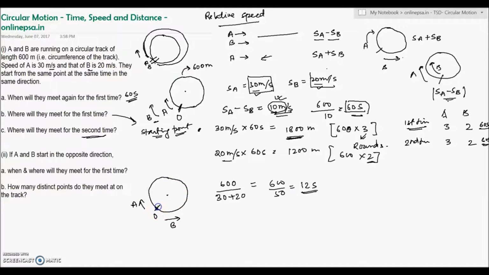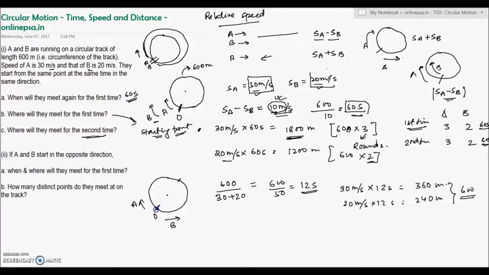Let us see where they will be when 12 seconds has passed. A would have covered 30 meter per second multiplied by 12, which is nothing but 360 meter. And definitely B would have covered 240 meters of distance. So 20 meter per second times 12, and together they are 600, which is the entire circumference or the track length.